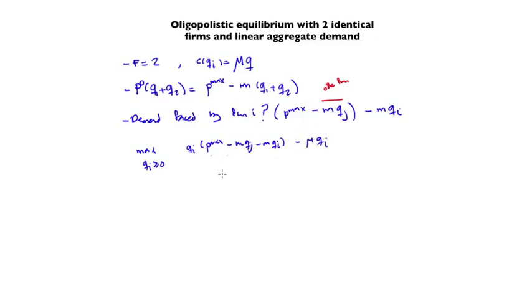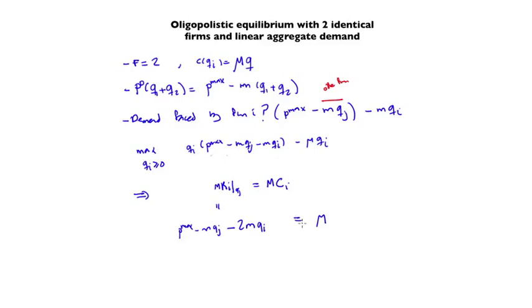Now that's a problem that you know how to solve if you think of this as a constant, because it looks like the monopoly problem, except that the intercept of the demand function has shifted to that, and we know that that problem is going to have marginal revenue for i given Qj equal to marginal cost for i. And this is going to be equal to P max minus MQj, that's the intercept that firm i is facing, minus 2MQi equals mu.